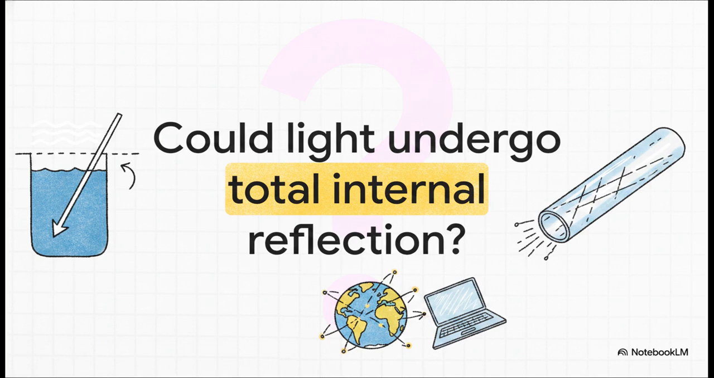Could it undergo what physicists call total internal reflection and simply act like a mirror, bouncing entirely back inside the water? Think about how this exact principle of trapping light inside a material might just be the key to the optical fiber cables that literally power the internet you're using right now. It is a really fascinating concept to ponder.